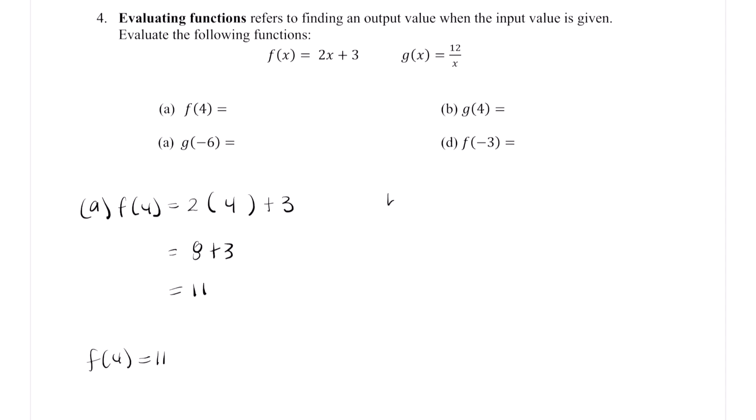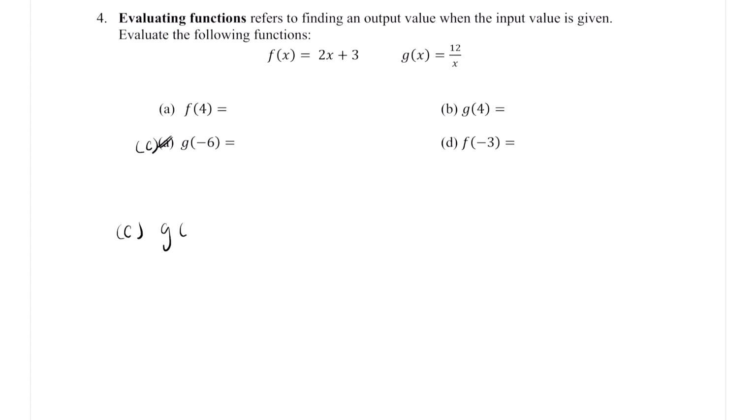So for part B, g of 4 becomes 12 divided by 4 equals 3. So g of 4 equals 3. Let's try the second part A, which I'm guessing is supposed to be part C. So let's try part C and part D.